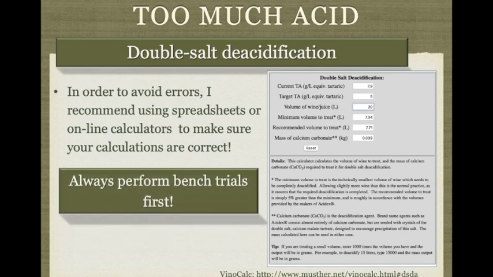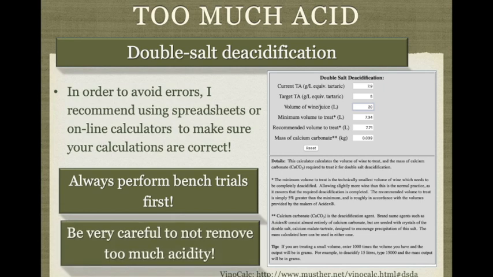And it's really important to perform bench trials first, because if you don't, and you make a mistake, you could theoretically ruin your whole batch. So try not to remove too much acidity. Some acidity is needed for organoleptic reasons, and also to keep the pH. If you raise the pH by too much, I guess you could add some acid back to compensate for that. But it's always better to perform bench trials first and make your calculations accurately before you actually do something like this. I consider this to be a sort of last-ditch effort.